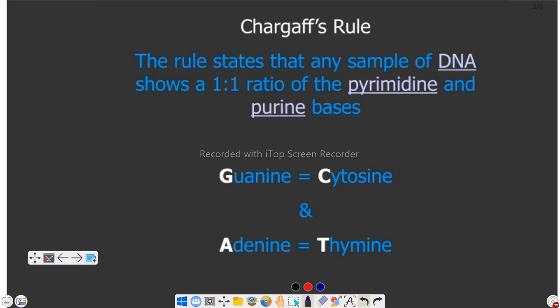Here we finish with the structure and components of DNA and also the Chargaff rule.